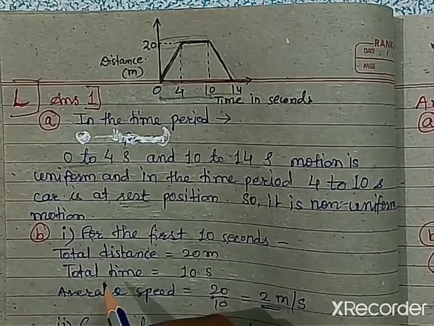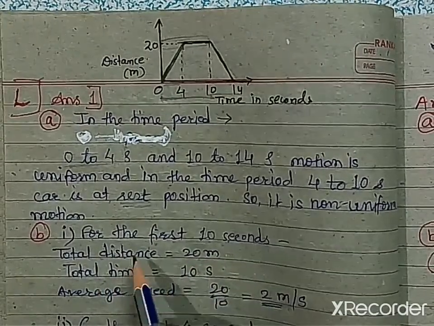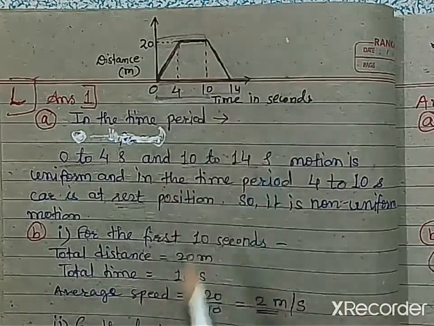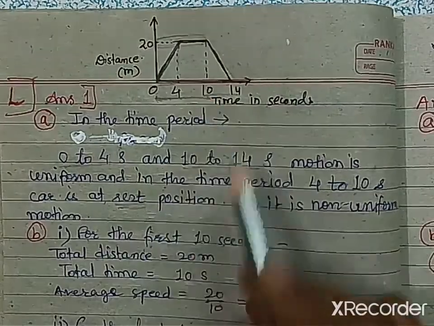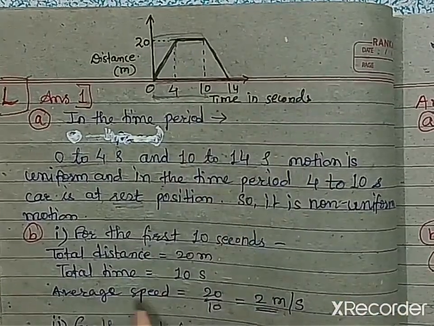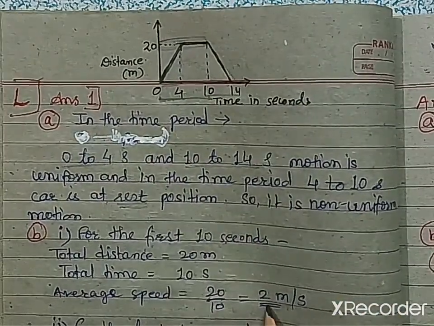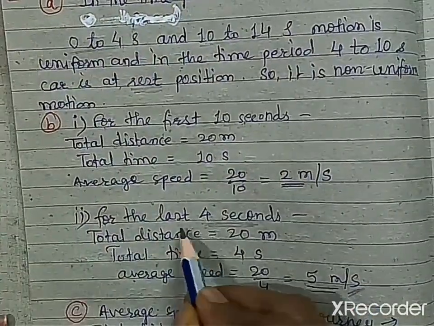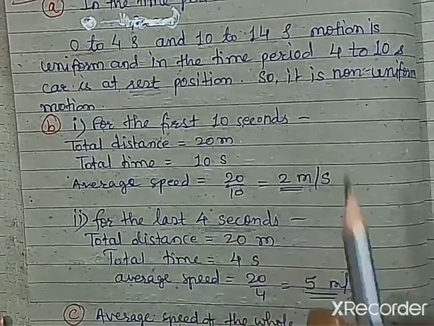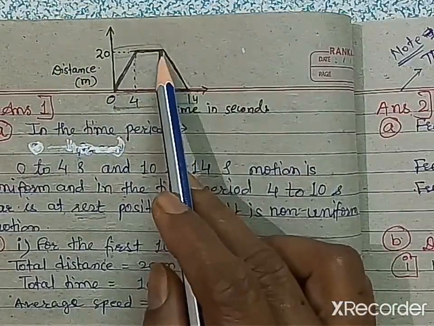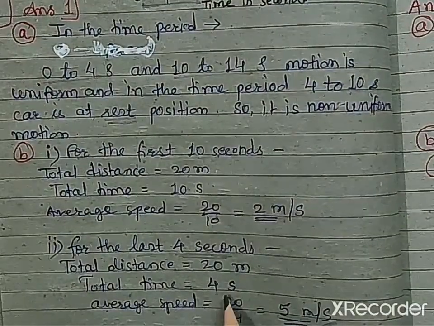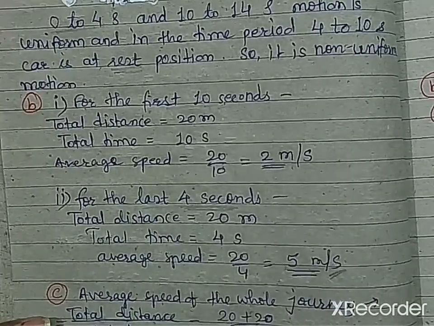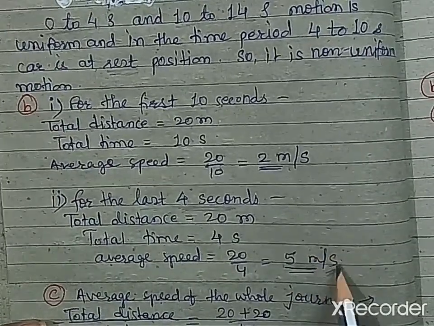Then we have to find out the average speed for the first 10 seconds. From the figure we can say that the total distance is 20 meters, and the total time is 10 seconds for the first 10 seconds. So the average speed will be 20 divided by 10, 2 meter per second, for the first 10 seconds. Then for the last 4 seconds, the total distance is 20 meters and the time is 4 seconds. So the average speed is 5 meter per second.